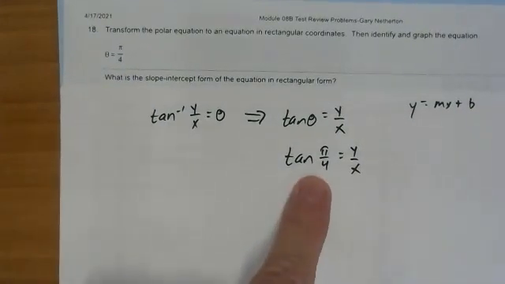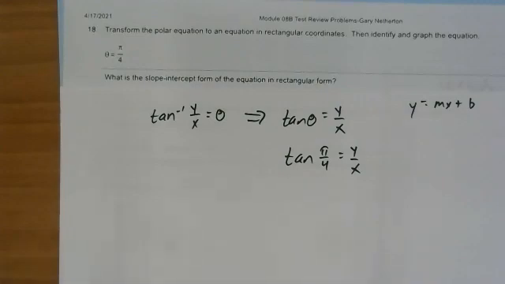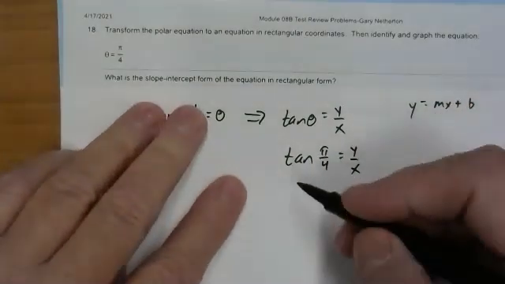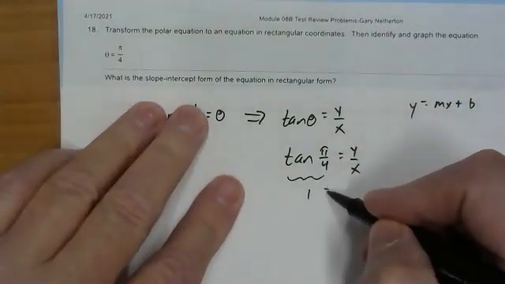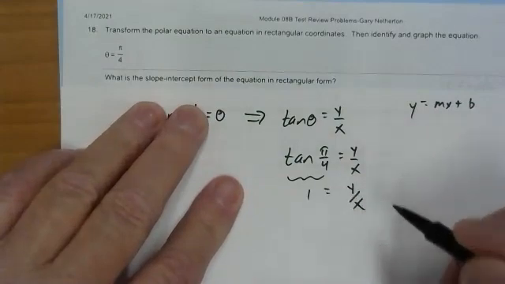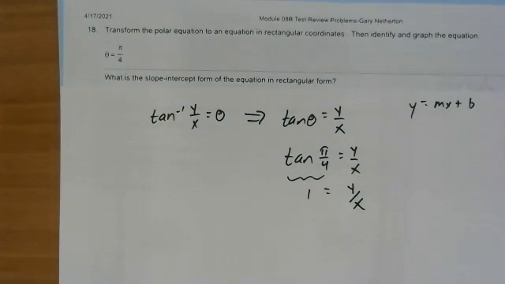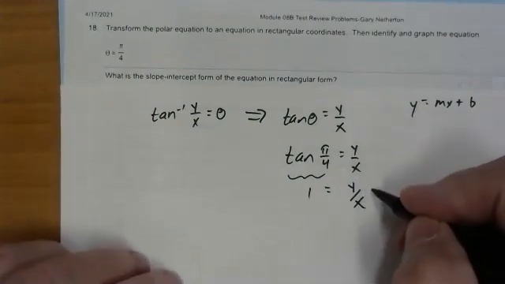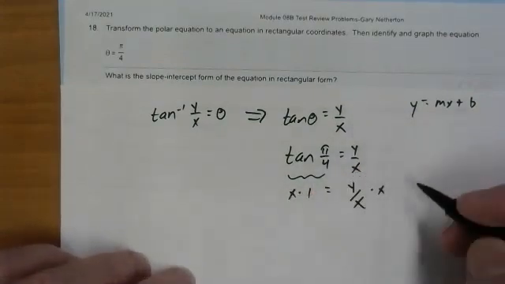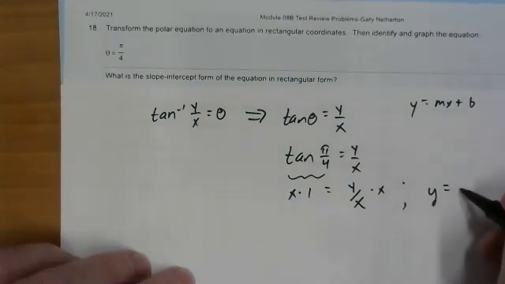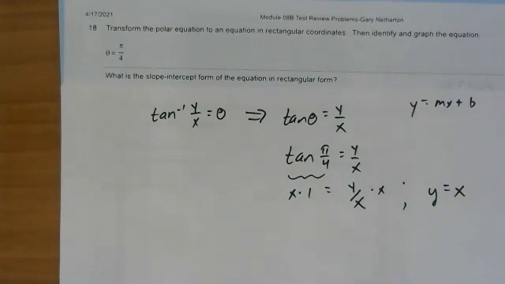Now I ask, what is tangent of pi over 4? Think about your unit circle. Tangent of pi over 4 is sine over cosine. At pi over 4, the sine is square root of 2 over 2, and the cosine is square root of 2 over 2, so the ratio is just 1. Tangent of pi over 4 is 1. So now I have the equation 1 equals y over x. To put it in slope intercept form, I need y by itself, so I multiply both sides by x.